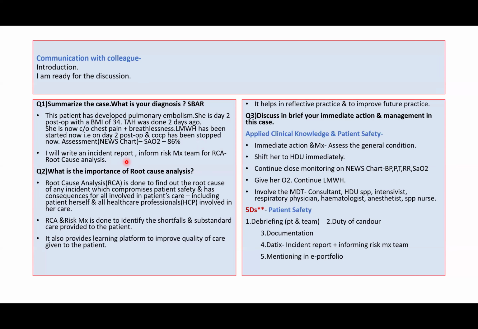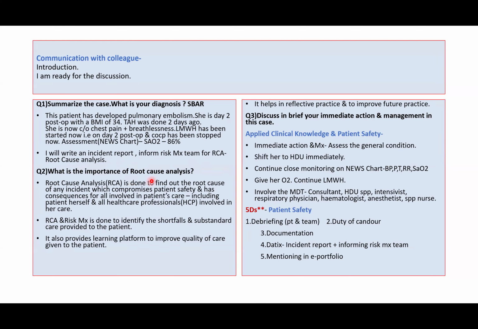So I will write an incident report and inform the risk management team for root cause analysis. If you're not going to say this sentence on your own, then the examiner will ask you, so now what are you going to do? So it is a very serious condition. And so I will be writing an incident report, inform the risk management team for the root cause analysis.